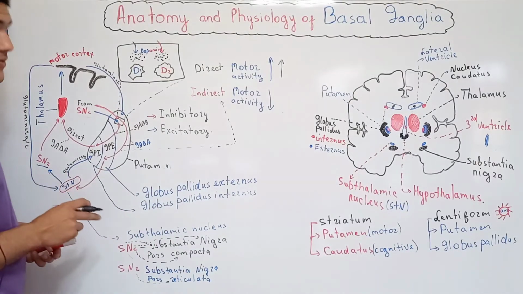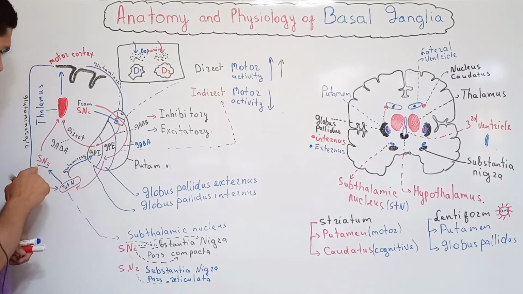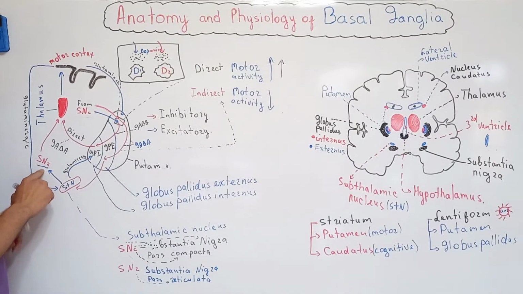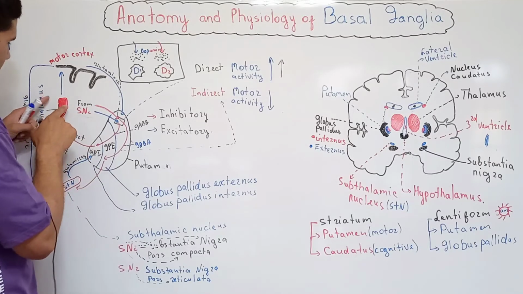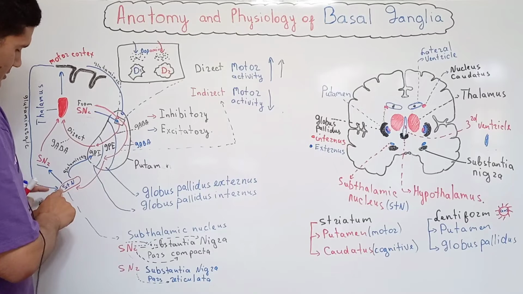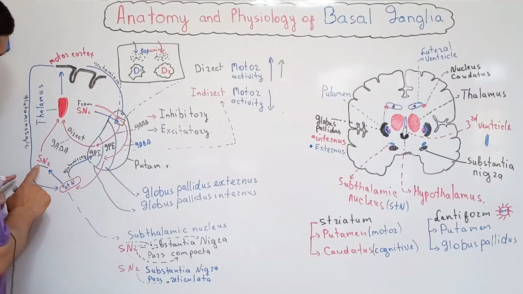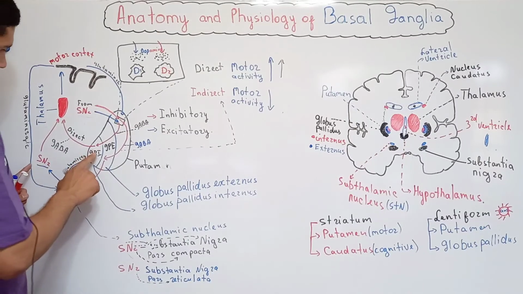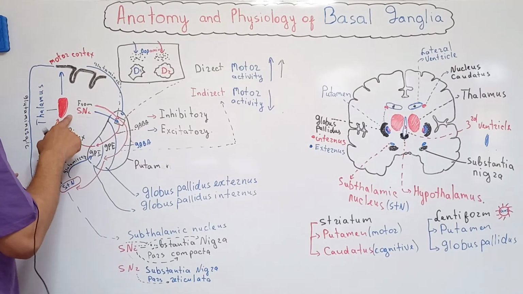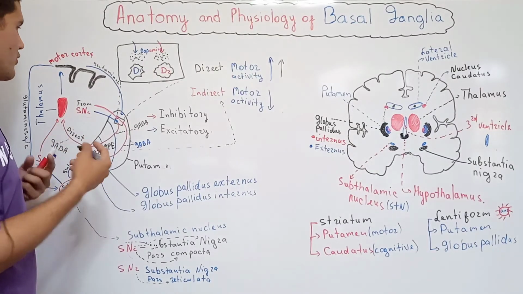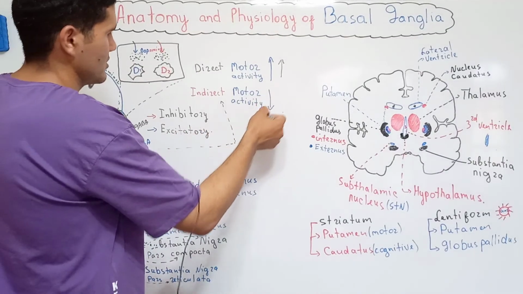The subthalamic nucleus has two targets. First one is the globus pallidus internus. Second one is the substantia nigra pars reticulata. Both of them together inhibit the thalamus. The subthalamic nucleus activates the globus pallidus internus and substantia nigra, and as a result, both inhibit the thalamus, and the thalamus couldn't perform its activating role on the motor cortex. It means that motor activity will decrease.